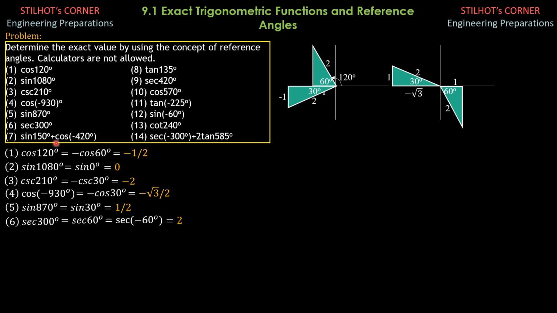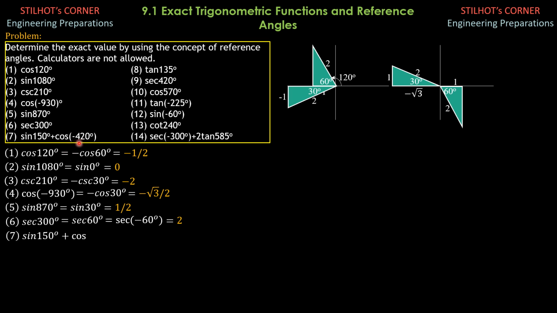Number 7 is sine of 150 degrees plus cosine of negative 420 degrees. For 150 degrees, this is 150 degrees. The reference angle is 30 degrees. So these are the parts. The sides and hypotenuse of the triangle are already there. So let's have the other one.